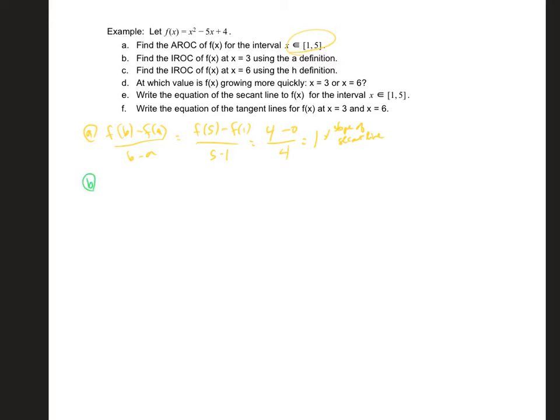Now, part B. Part B says find the I rock, which means you want the slope of the tangent line at x equals 3 using the a definition. So here's the a definition. The limit as x approaches a of f of x minus f of a all over x minus a. And in this case, a is 3. That's the place we're trying to find the I rock. So we'll let x approach 3.